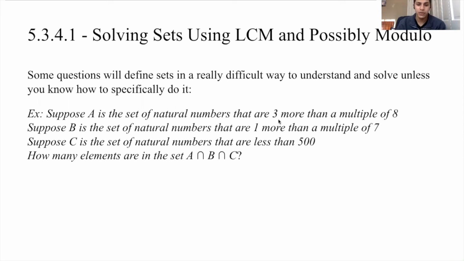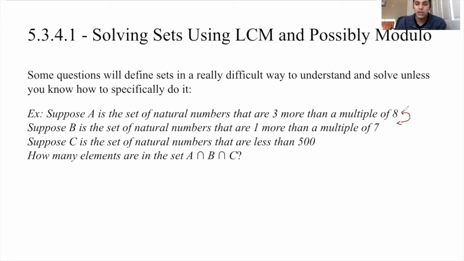And the reason this is difficult is because numbers that are 3 more than a multiple of 8 are numbers like 11 and 19 and 27 and so on. And it's hard to find a pattern for these numbers. Of course, you can say they're 3 more than a multiple of 8, but it's hard to find a pattern and find where other numbers meet that pattern, if that kind of makes sense. So the way that we solve these types of questions is by realizing that we need to find a number that set A and set B will have in common.